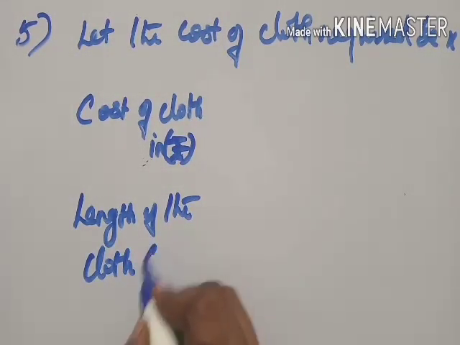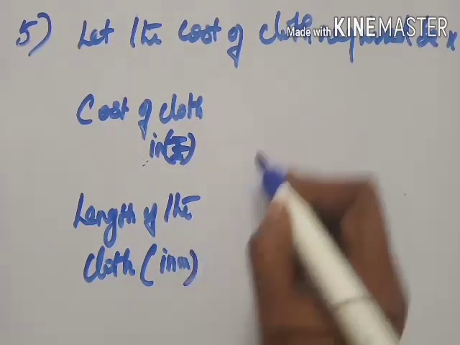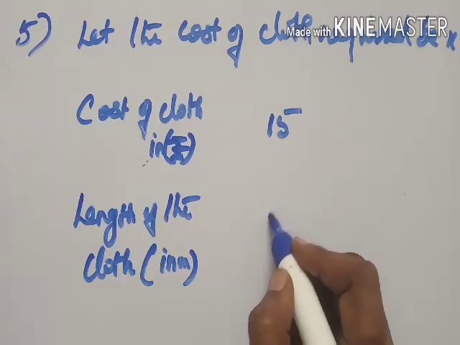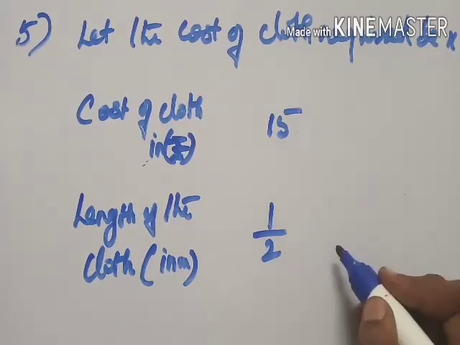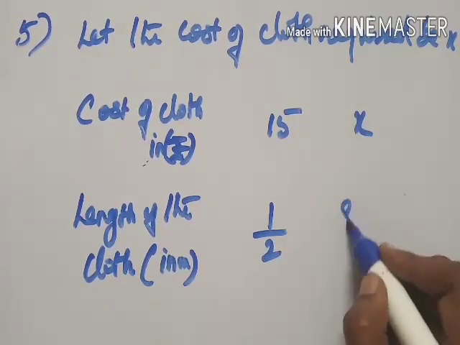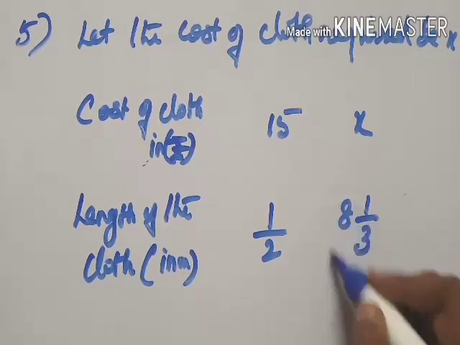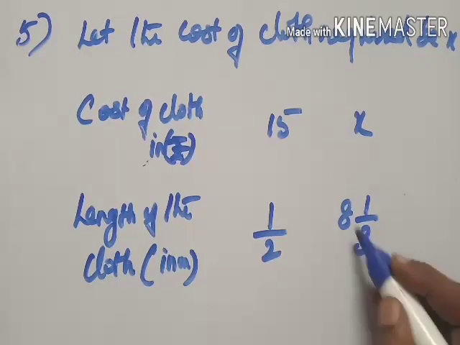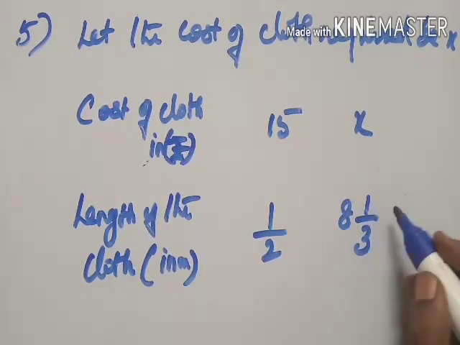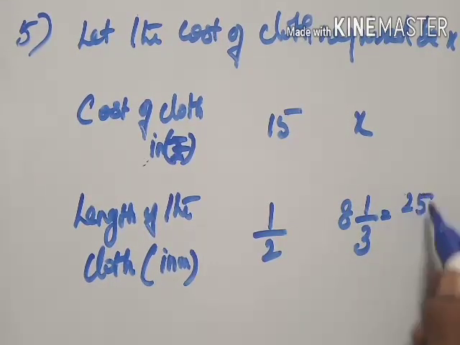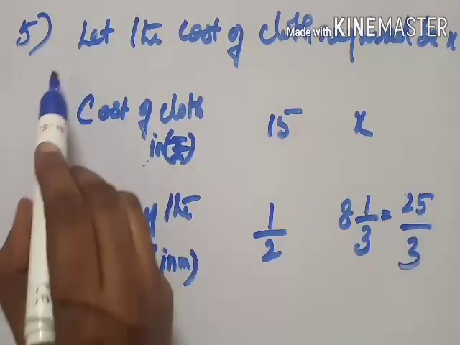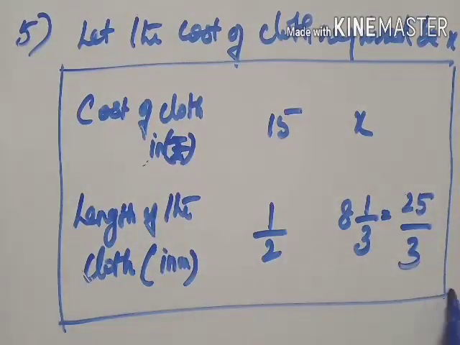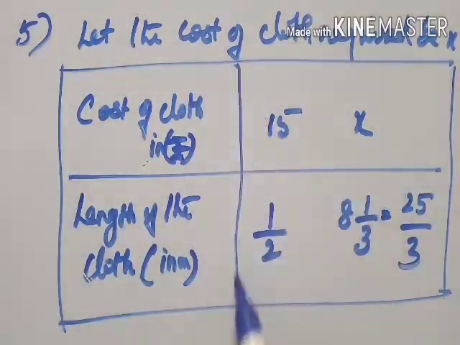This I am going to mention in meter. 15 rupees cost for half meter of cloth. So here x, we have to find out for 8 1 by 3. 8 1 by 3 is a mixed number. Change this mixed number to improper first. 8 3s are 24, 24 plus 1, 25. This is equal to 25 by 3. This is our tabular column. Using this, I am going to do the sum now.